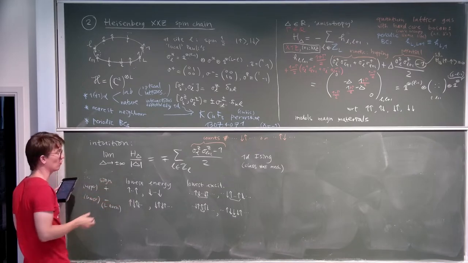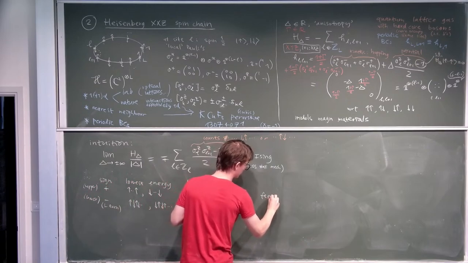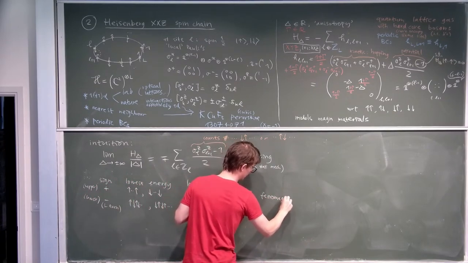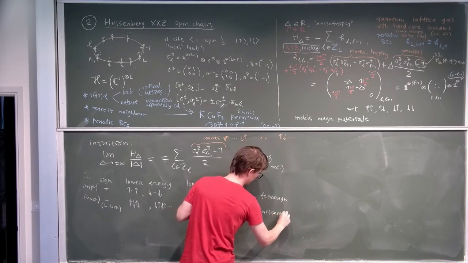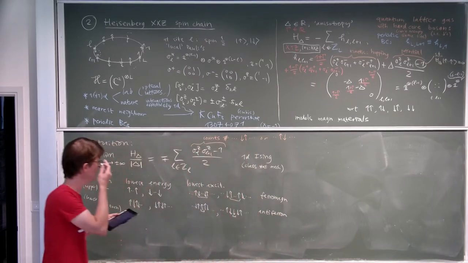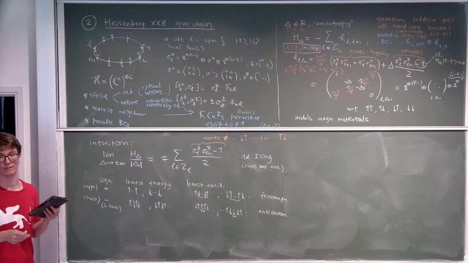So these are both models for magnetism, but one of them is ferromagnetism, and one of them is antiferromagnetism. So that's kind of nice. With this, we understand very easily two very special limits of this XXZ spin chain.